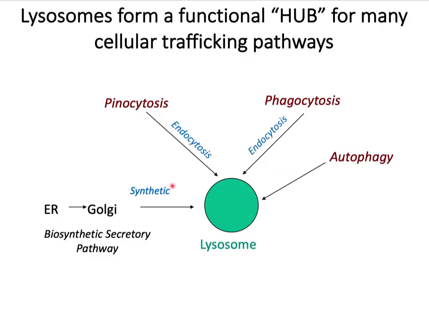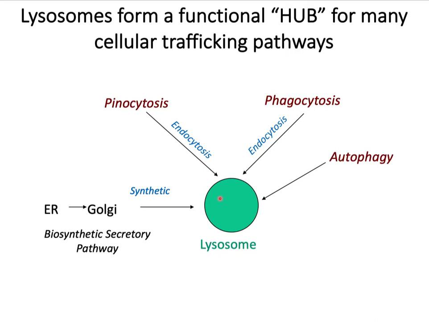You can think about the lysosome as the functional hub of many cellular trafficking pathways. Just for a fun example, if you fly Delta, you usually fly through Atlanta or Detroit because they are the hubs. In the same way, you can think of the lysosome as a functional hub. So the secretory pathway that we have been talking about includes the lysosome.